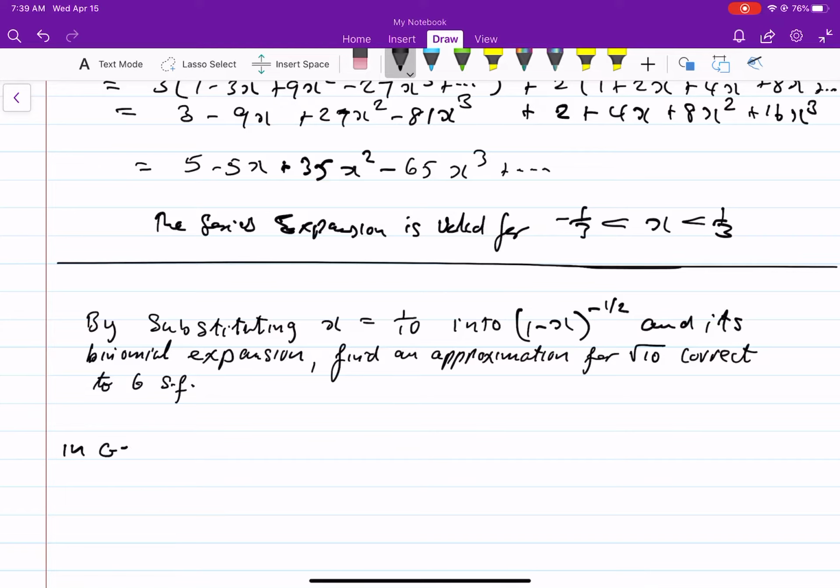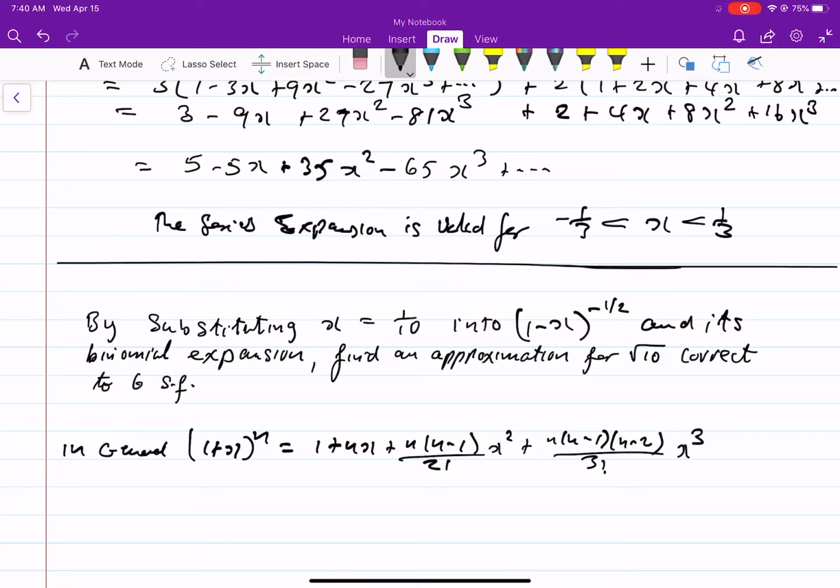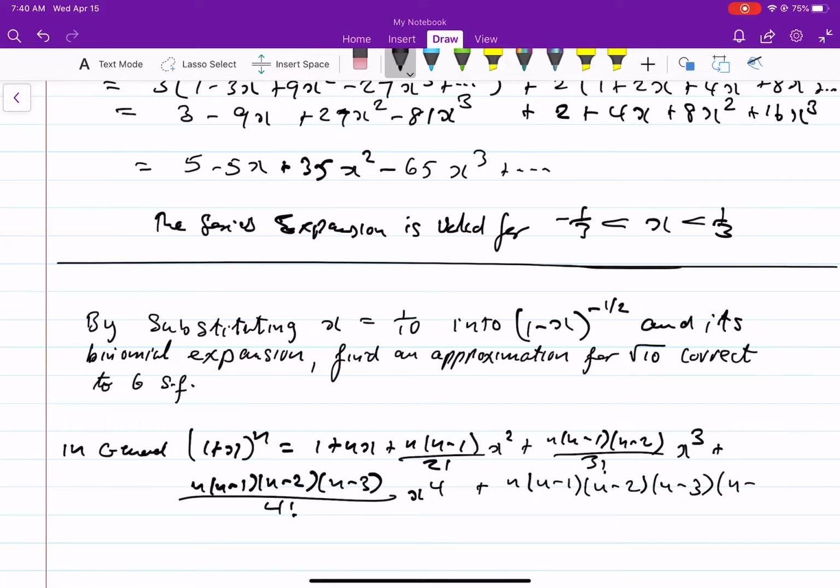In general, (1 plus x) to the n is equal to 1 plus nx plus n into n minus 1 upon 2 factorial x squared, plus n into n minus 1 into n minus 2 upon 3 factorial x cubed, plus n into n minus 1 into n minus 2 into n minus 3 upon 4 factorial x to the 4th. I'll go up to the term x to the 5th. I don't think I need more than that. Plus n into n minus 1 into n minus 2 into n minus 3 into n minus 4 upon 5 factorial x to the 5th.